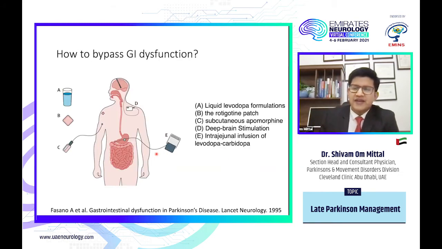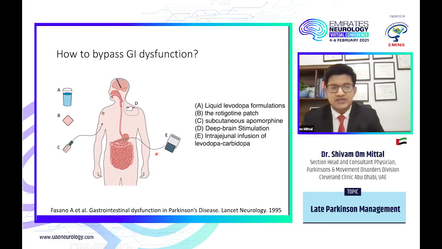So, what are the different ways that we can work around the stomach? You can give the medication in liquid formulation. You can give a transdermal patch. You can give a subcutaneous injection. You can put a tube directly to the small intestine and deliver the medications through that, or you can do more central action like deep brain stimulation. So there are several ways that you can work around, and this cartoon depicts very well what are the different options that are available for treatment of advanced Parkinson's disease patients.